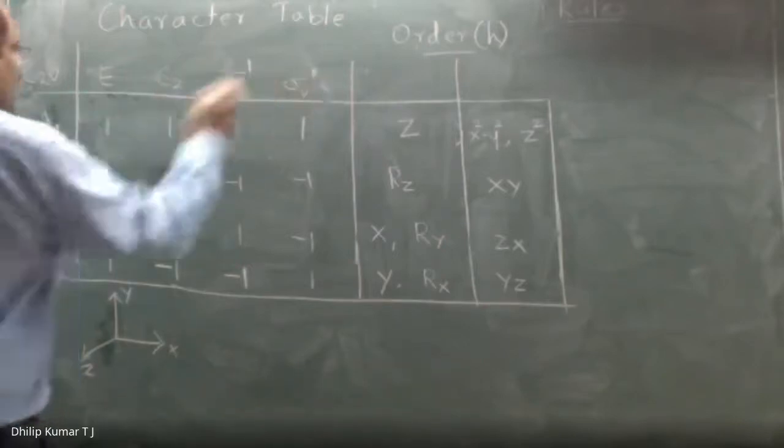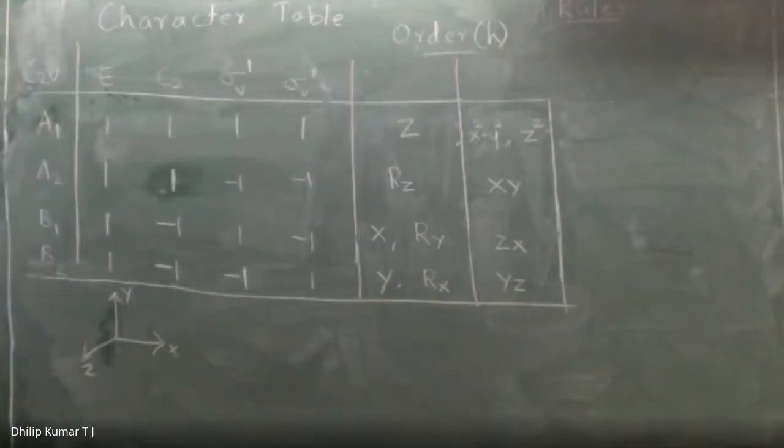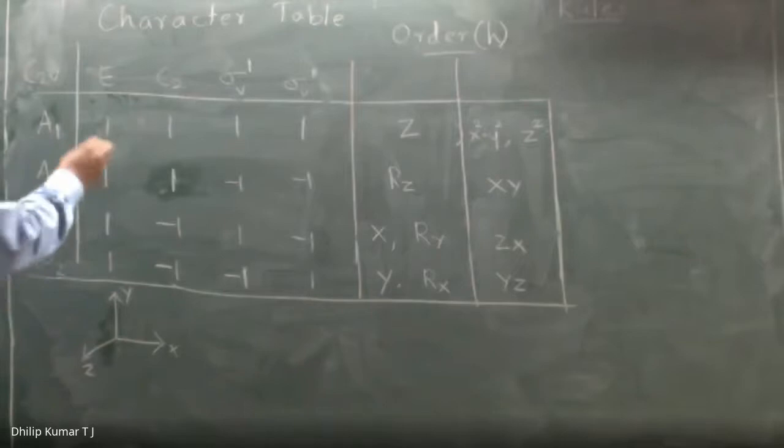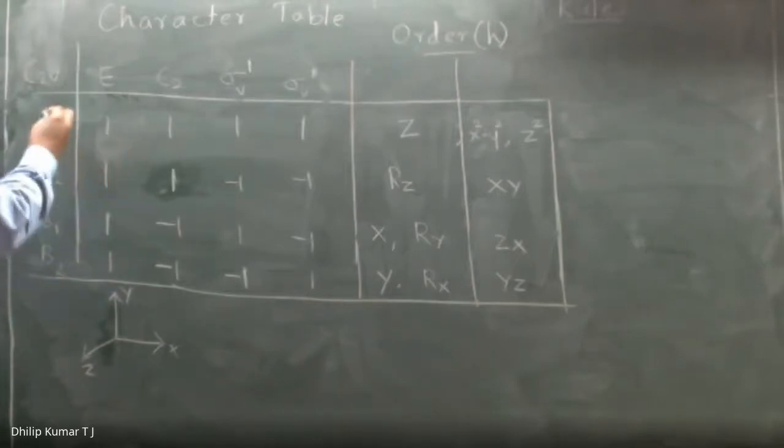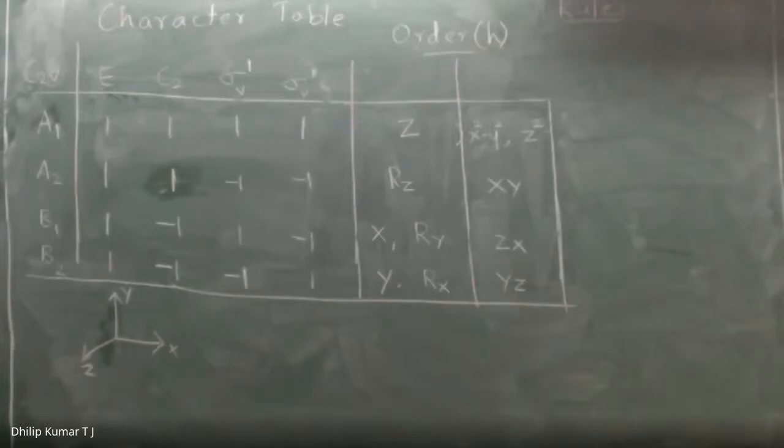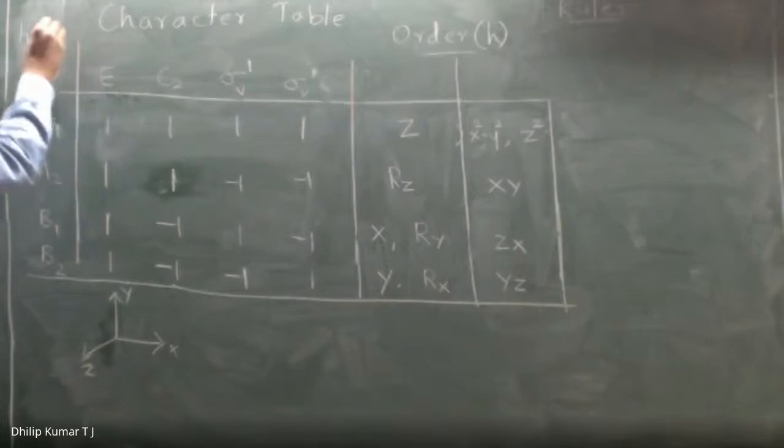There are 4 classes, so you have 4 elements and 4 IRs. If you take A1 and take the dimension of the IR and square it, it will become 1. So it's 1 squared plus 1 squared plus 1 squared plus 1 squared, which will become h, the order of the group. So h here is how much? 1, 2, 3, 4. So we have 4, and the first rule is valid.